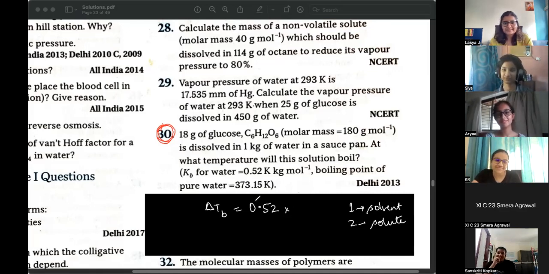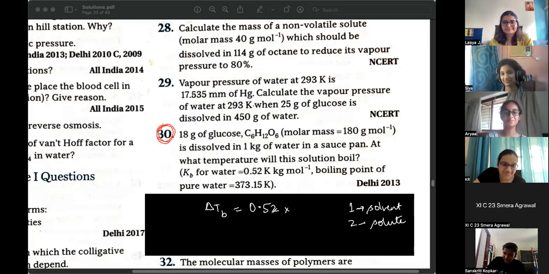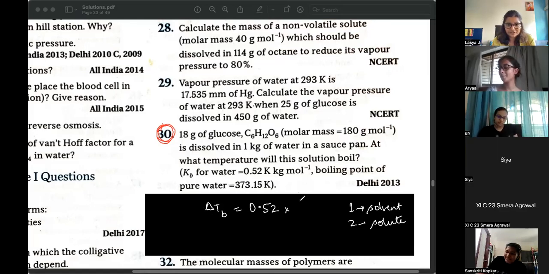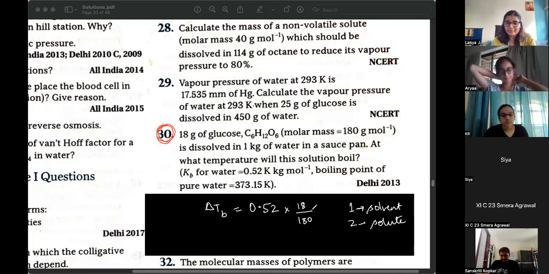Hang on. Is my answer right? You messed up a decimal place. You multiplied by 10 instead of dividing it by 10. Okay, so delta TB is KB times molality. Now, molality is the number of moles of the solute. Your solute is glucose, so that's 18 by 180, divided by the mass of the solvent in kg, because I am given kg here, directly into 1. Clear? Yeah. Now, we just have to solve this.